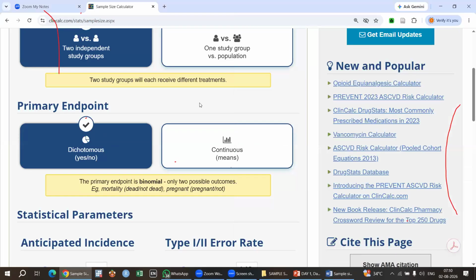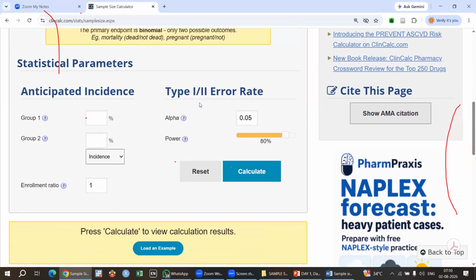Now, please see its parameters here. Anticipated incidence in group 1 and group 2. Please tell me, what will be the anticipated incidence of mortality in group 1? It is 30%. And what is it in group 2, the control group? It is 50%. Alpha is 0.05. Remember this 5% alpha value, that is 0.05.